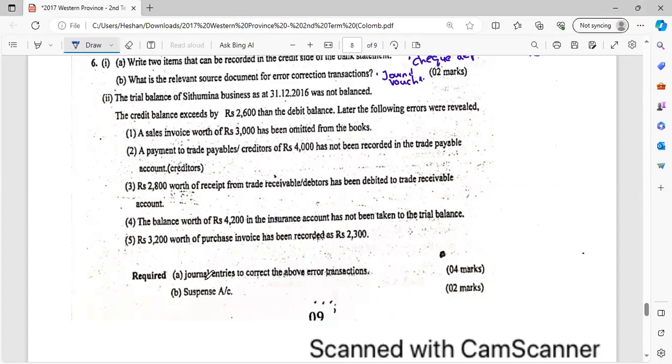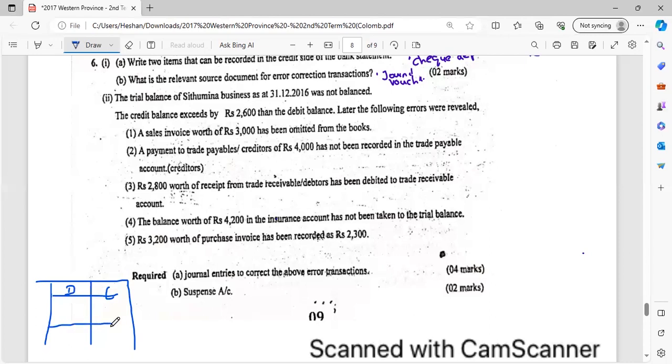Okay. So the trial balance of Situmina business as at 31st December 2016 was not balanced. The credit balance exceeds the debit balance by 2,600. Now, think this is our business trial balance, this is the credit side and this is the debit side. This is debit. This is credit. So when it comes to trial balance, credit balance exceeds by 2,600.